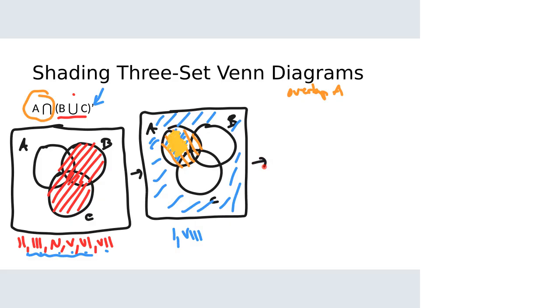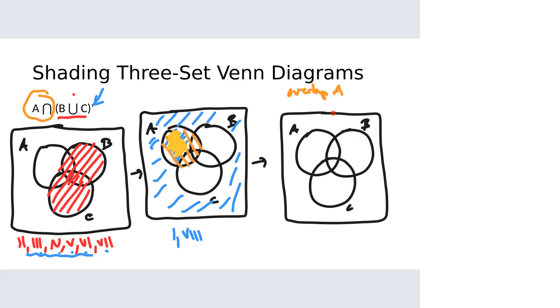And so what we end up with for a final picture here for A intersect B union C complement is just region 1. That's it.